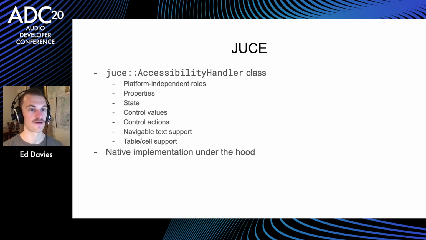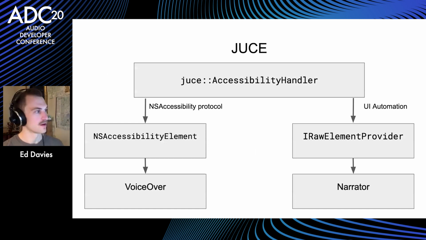And this needs to have the native implementation all nicely packaged and hidden away under the hood, so the user is never really interacting with the native APIs. And it just very simply looks like this. So we've got our JUCE accessibility handler at the top, which covers both the NS accessibility element via the NS accessibility protocol and the raw element provider classes via UI automation. And this drips down to VoiceOver on macOS and Narrator on Windows.